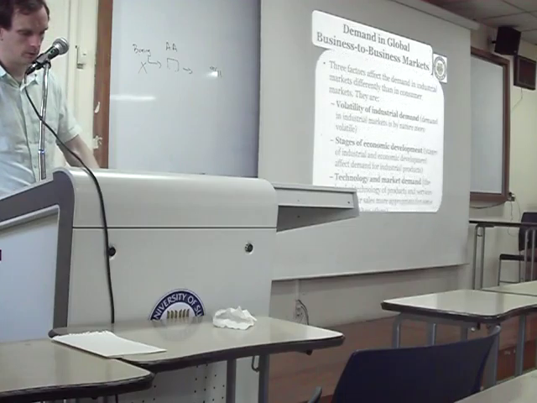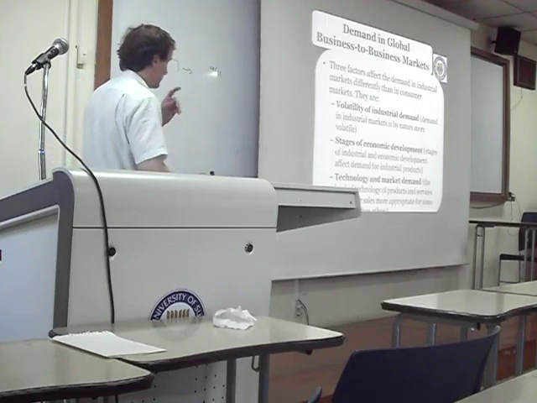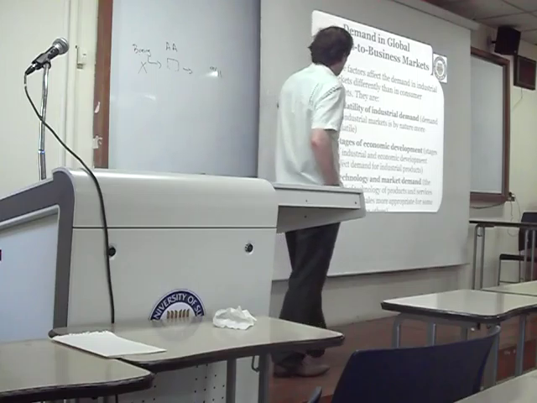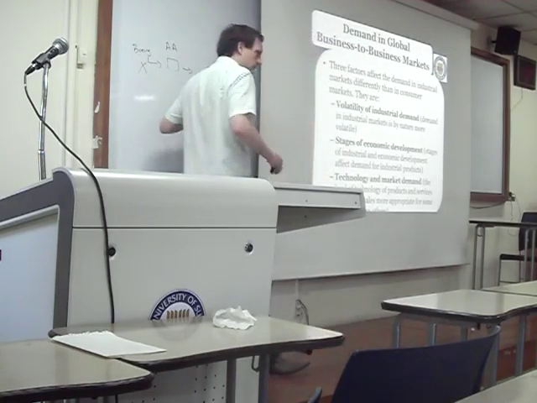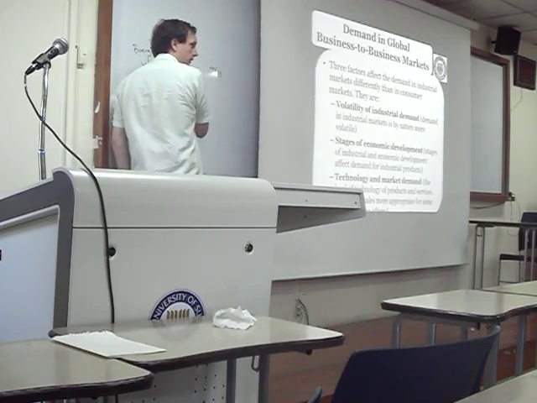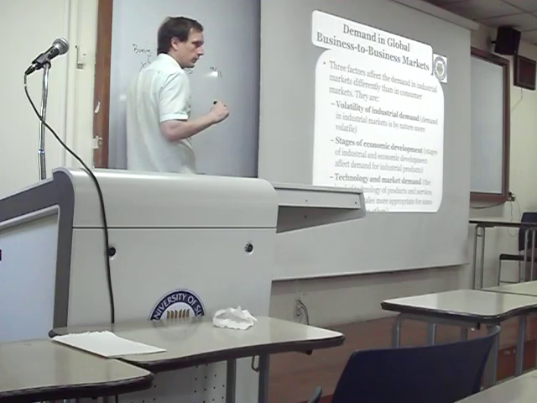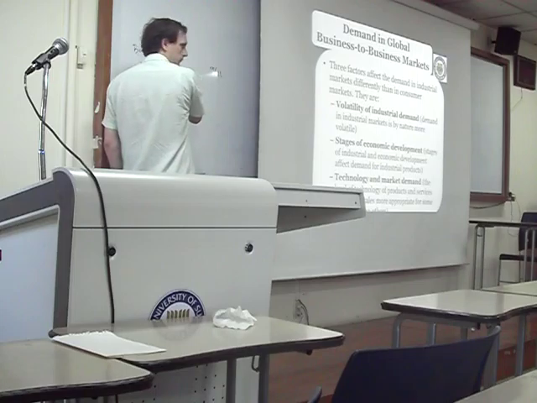So there are three factors which affect demand in the industrial market differently than the consumer market. Volatility of demand: demand is more volatile. Volatile means goes up and down. So Boeing, now no planes, right? Market picks up again, everybody's ordering planes from Boeing, right? Every airline in the world wants a new plane. Boeing has too much business, right? Then there's a problem again. Okay, volatile.